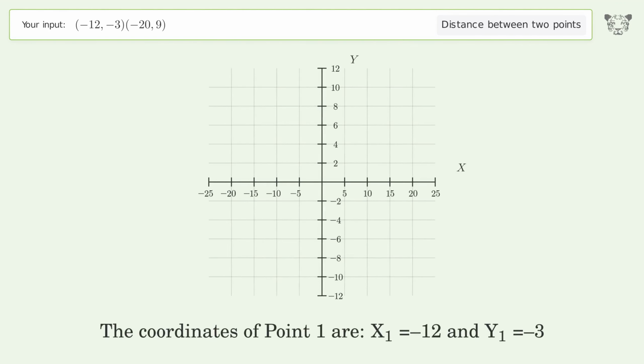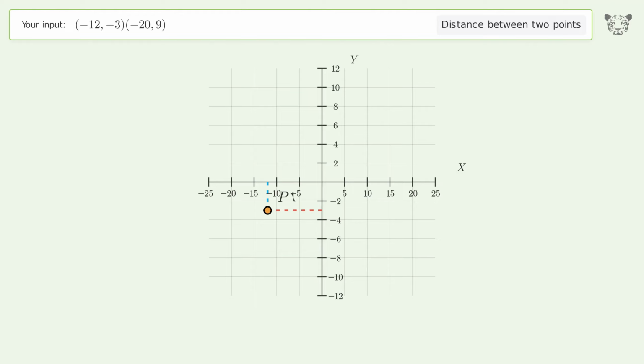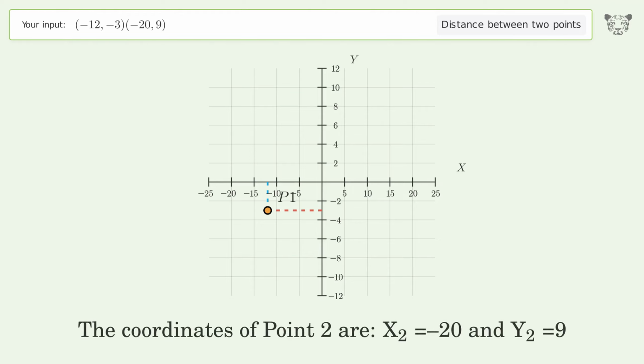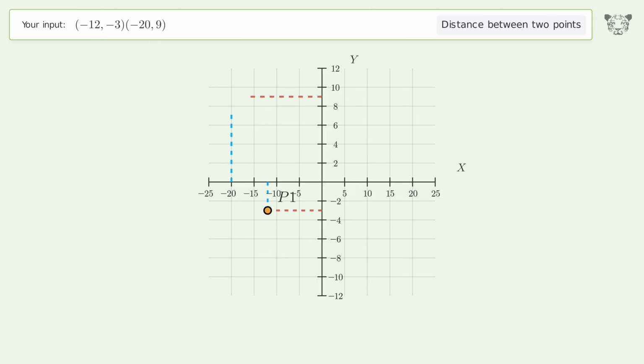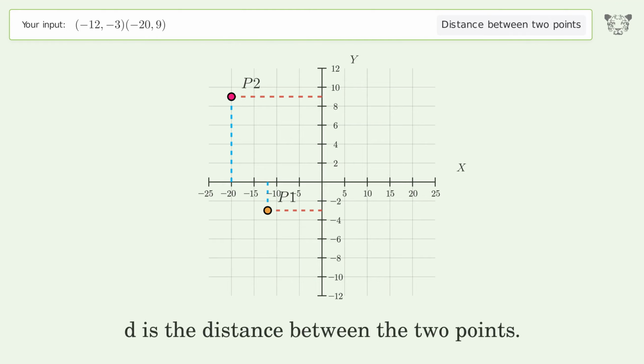The coordinates of point 1 are x1 equals -12 and y1 equals -3. The coordinates of point 2 are x2 equals -20 and y2 equals 9. D is the distance between the 2 points.